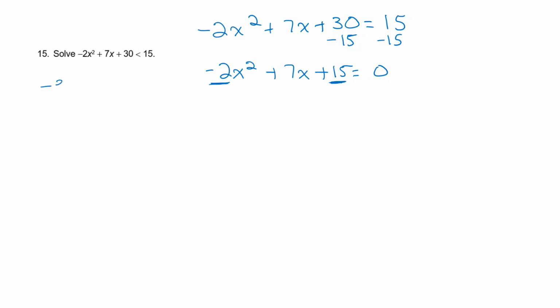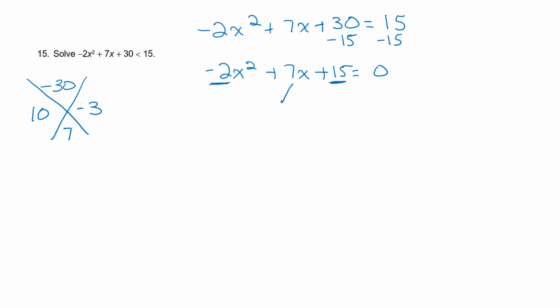So I'm going to have negative 30. I want two numbers that multiply together to get negative 30 and add together to get 7. All right, well, let's see. 30 and 1, no, that's not going to work. 15 and 2, that doesn't work. 3 and 10, that does work. 10 and negative 3. 10 times negative 3 is negative 30, and 10 plus negative 3 is 7.